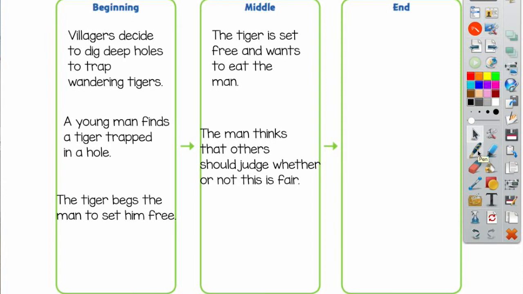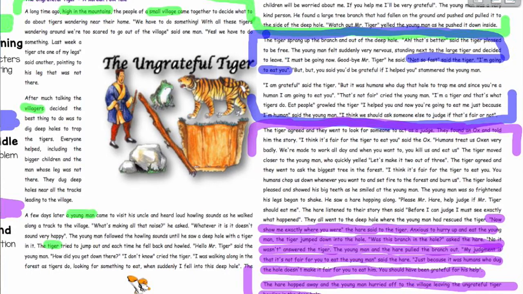So now that we've looked at those, let's look at the end paragraphs and see what the most important points are. In the end, we have these 2 last paragraphs. In these paragraphs, the tiger and the man ask an oxen, a tree, and a hare to judge whether it is fair. Also in this story, the hare tricks the tiger into getting back into the hole so he can't eat the human. Those are really important points that we need to mark down on our chart.